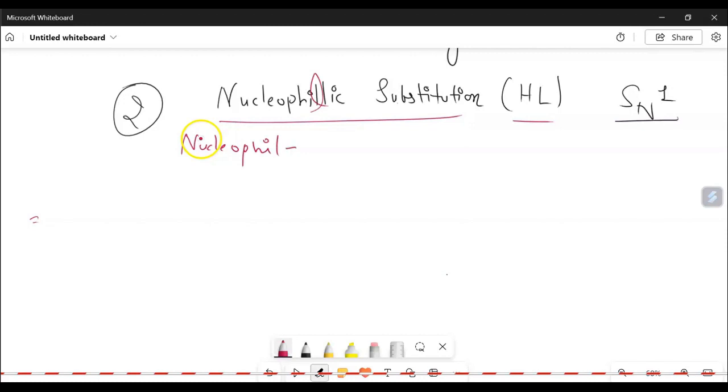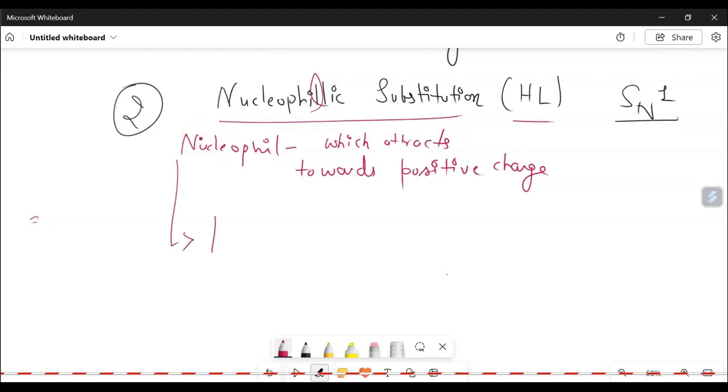Nucleophiles are species which are attracted towards positive charge. A nucleophile should have a lone pair present, or it should carry a negative charge.